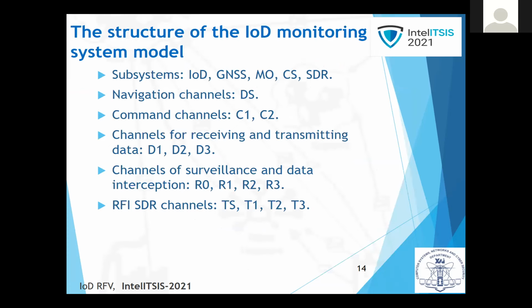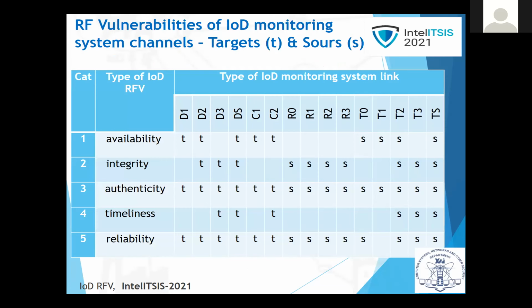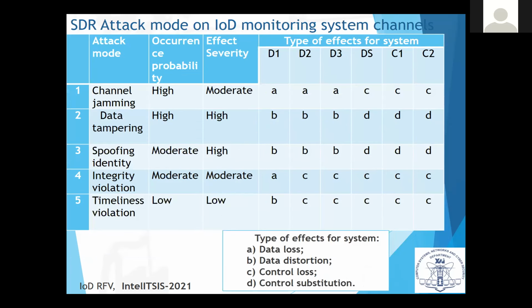In this slide, we show the indicators that we used in the construction of the IMSC model. We show this in the next slide. First, it's in this table. This table shows the indicators that are the sources and targets of attacks on the properties of the Internet of Drones. And in the next table, we show the types of attacks and their effectiveness, as well as what losses they can lead to.